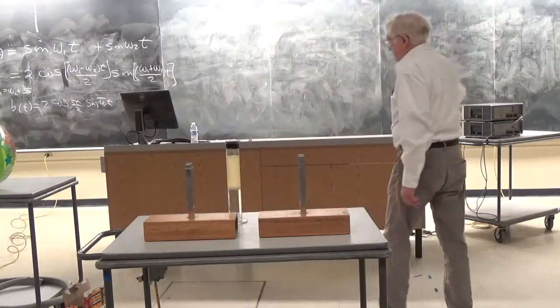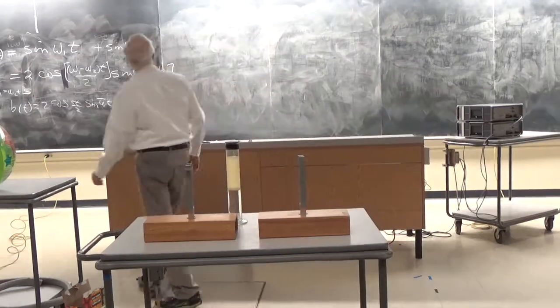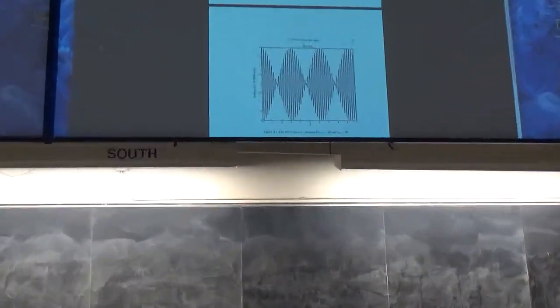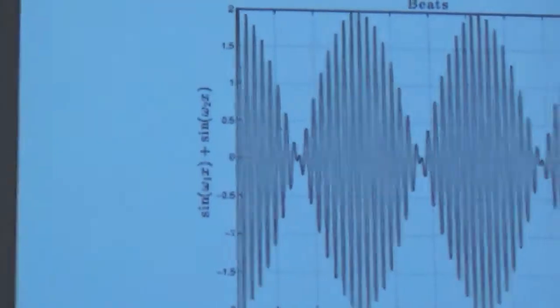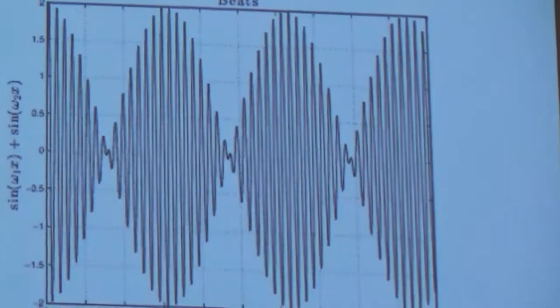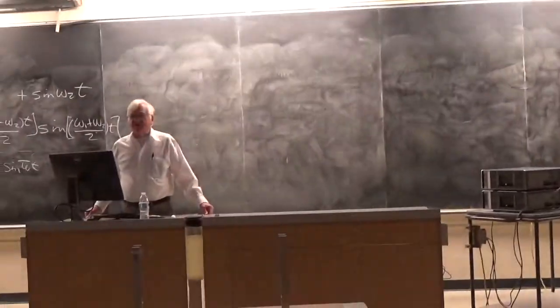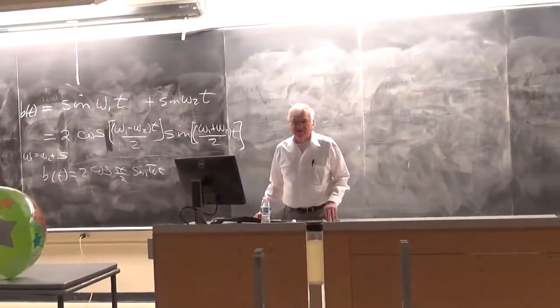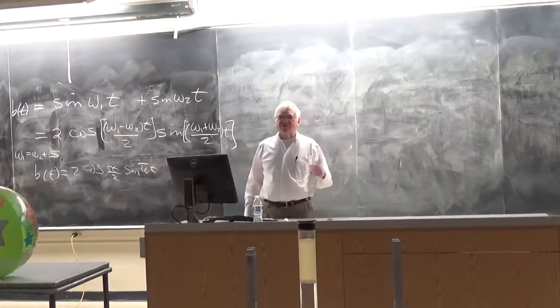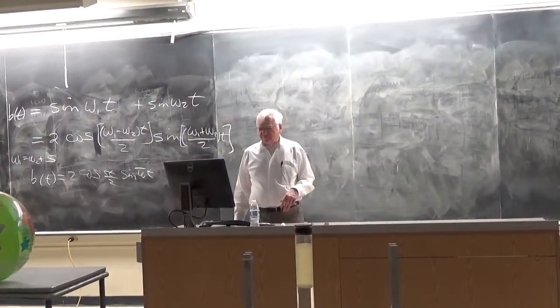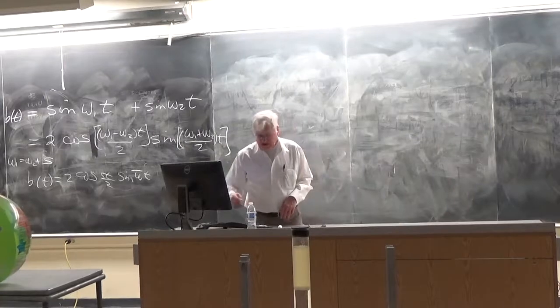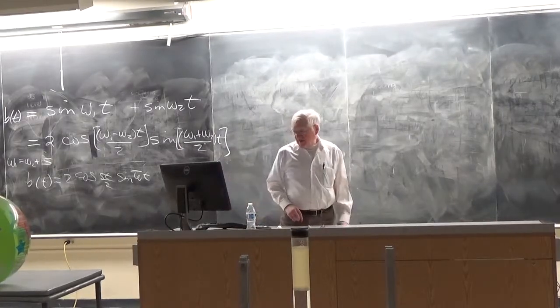Up on the board there is a mathematical graph I made of the beats, and it's for one omega equal to 30 and the other one 32. So that's a difference of about 1 part in 15, or maybe 7%. And one gets a huge effect.